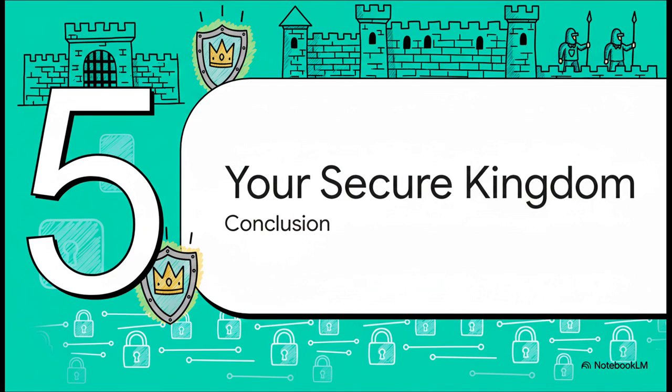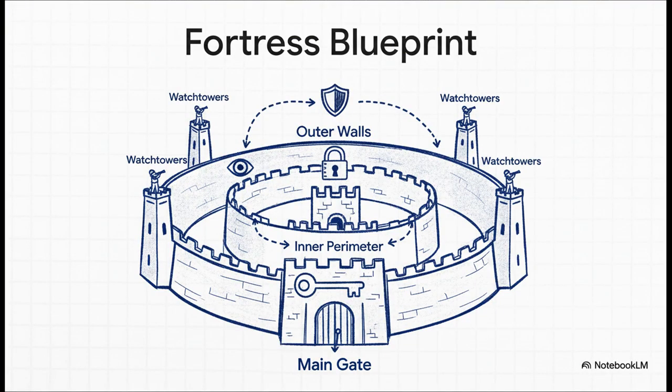So let's just step back for a minute and take a look at what we've actually built here. We've gone layer by layer and we've constructed a really robust, really defensible kingdom right here in the cloud. So here it is, the blueprint for your fortress. You start with identity, controlling the gates with IAM. Then you build out your perimeter walls with firewalls. Inside those walls, you encrypt your crown jewels, your data. And finally, you post guards and you set up watchtowers with SCC and audit logs to keep an eye on everything all the time. Each layer just works together to make the whole thing stronger.